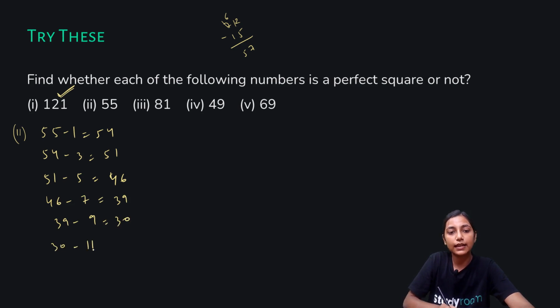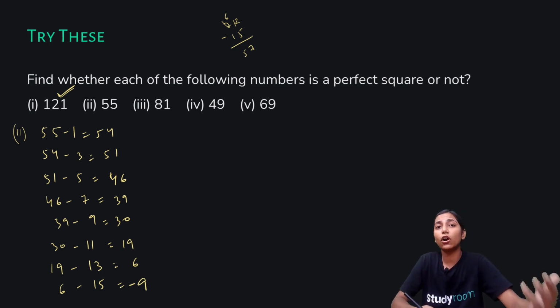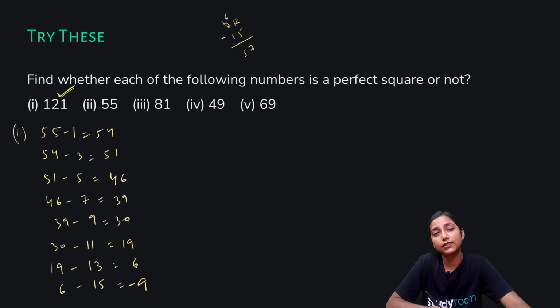30 minus 11 gives us how much? 19. 19 minus 13 gives us 6. Now 6 minus 15 is actually minus 9. We are not getting 0. So the answer is now going to be negative numbers. We are not getting 0 anywhere. After this 6, we are getting minus 9 and not 0.